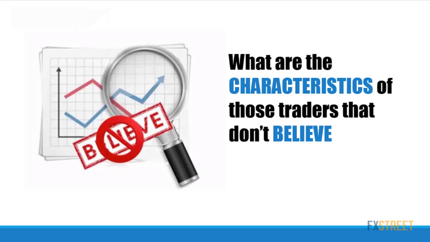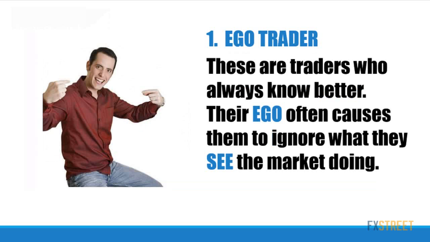Do an honest assessment of yourself to see if you fit into one of these categories, and I'll try to explain them in a little bit of detail, so that you can perhaps bucket yourself in it and understand why you're not seeing the things that maybe more successful traders do see. Okay, so the first type of trader who doesn't trade what they see, I'll call the ego trader.